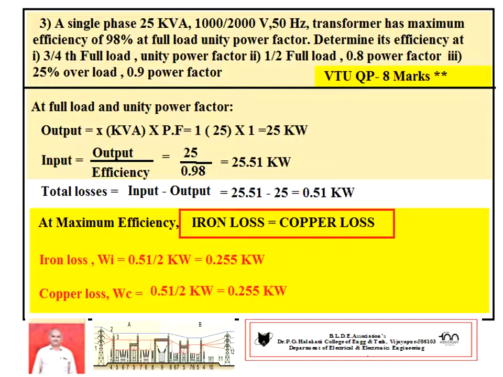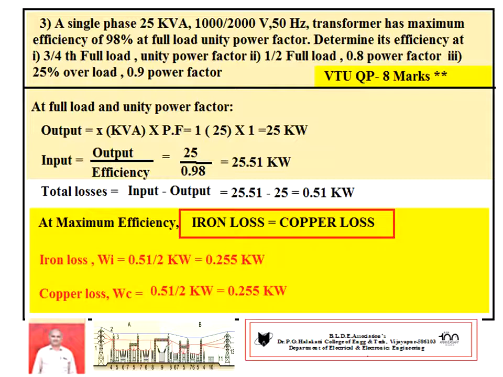A single phase 25 kVA, 1000/2000 volts, 50 Hz transformer has a maximum efficiency of 98% at full load unity power factor. Determine its efficiency at number 1, 3/4th full load unity power factor, half full load 0.8 power factor, 25% overload 0.9 power factor. So, it is one of the PTU question paper problems, it has been asked for 8 marks.